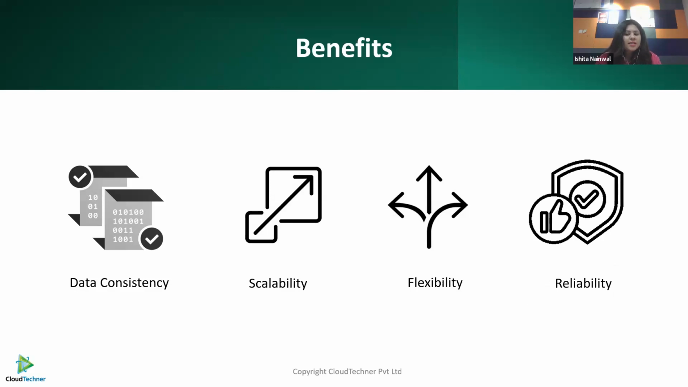Now, data consistency can help to reduce errors and improve the accuracy of data. Scalability can help organizations to grow their business without having to worry about their database infrastructure. Flexibility can help organizations to adapt their MongoDB infrastructure to meet their changing needs as well. And lastly, reliability can help organizations to avoid any kind of downtime and ensure that their MongoDB applications are always available, up and running.